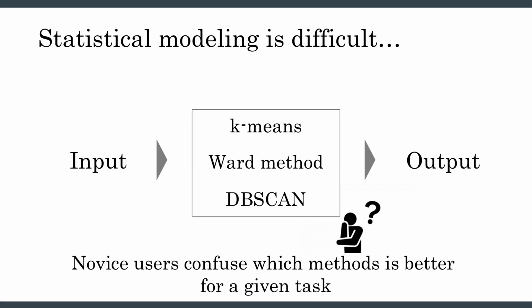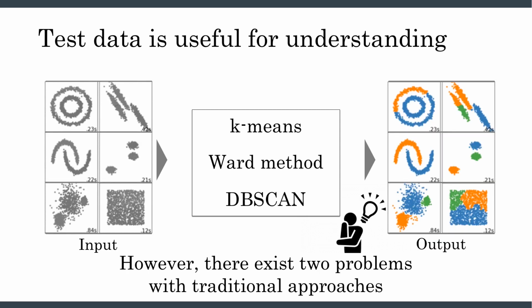However, it is not easy for novices in statistical modeling to understand the behavior of statistical modeling methods and select an appropriate method and parameter values. Test data is helpful to address the problem. By applying the statistical modeling method to various input data and observing the outputs, one can clearly understand the behavior of the method and control it appropriately. However, it is still not easy to prepare test data and work with it.